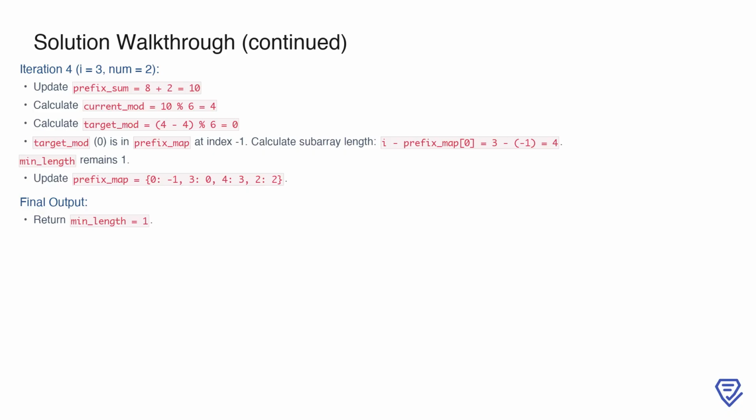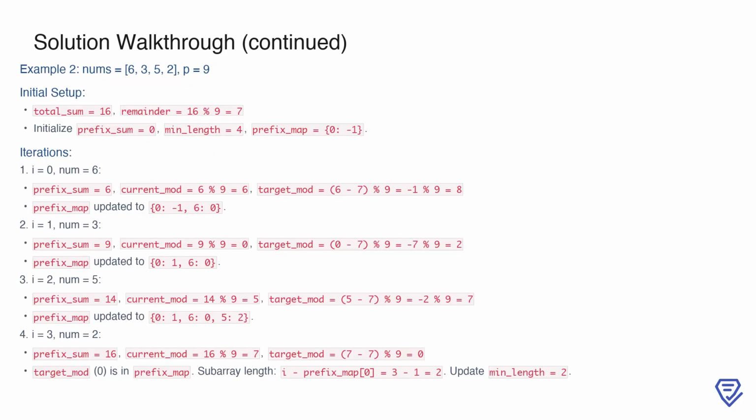With all iterations complete, the smallest subarray length that can be removed to make the sum divisible by 6 is 1. Thus, we return the final result of 1. Now, let's consider the second example where nums equals 6, 3, 5, 2, and p equals 9.